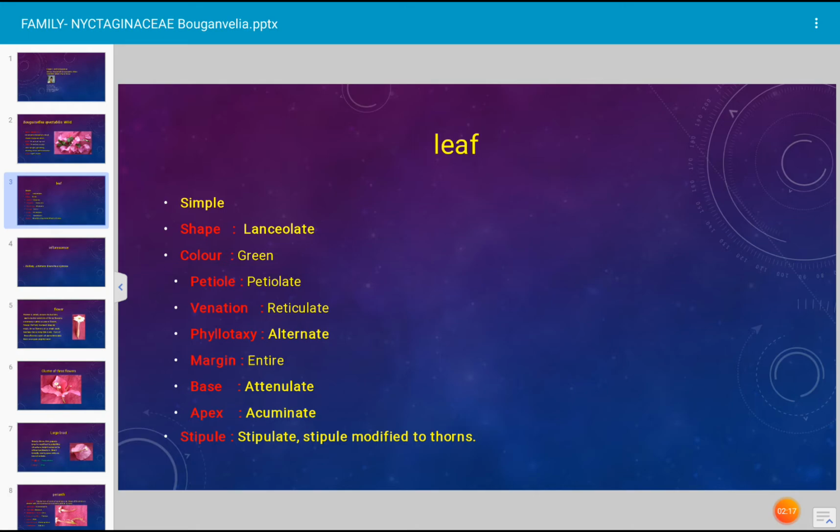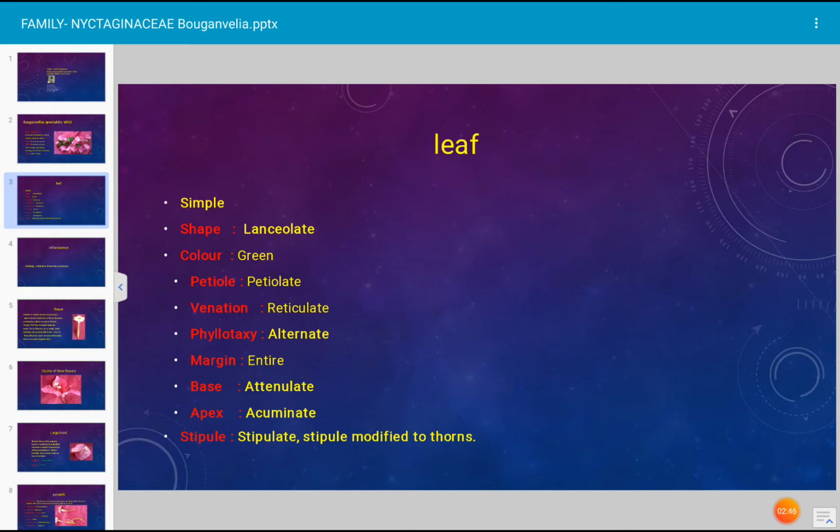Reticulate venation is there. And how is the phyllotaxy? Phyllotaxy is the arrangement of the leaves on the stem and branches of the plant. Here the arrangement of the leaves is alternate. Therefore phyllotaxy is described as alternate. The margin of the leaf is entire because it is in continuation. The margin is in continuation, therefore it is entire.